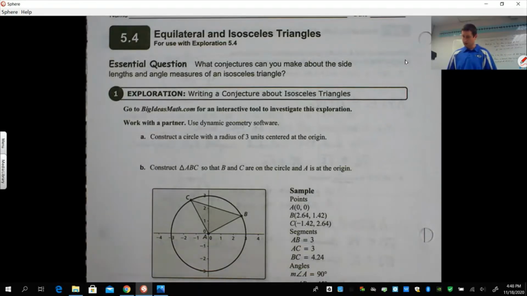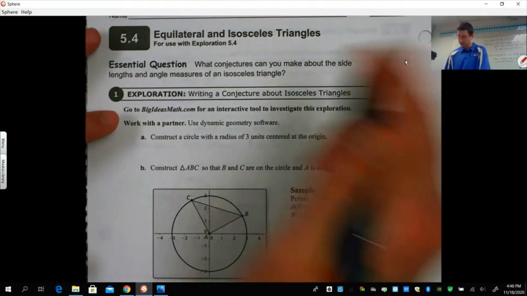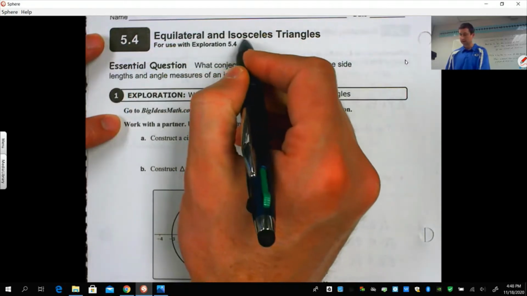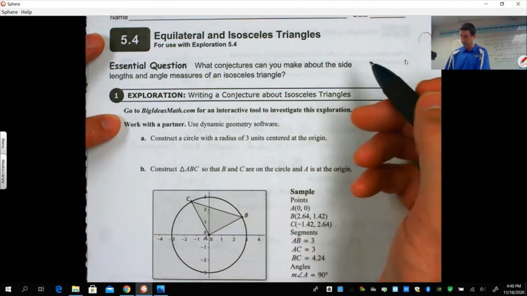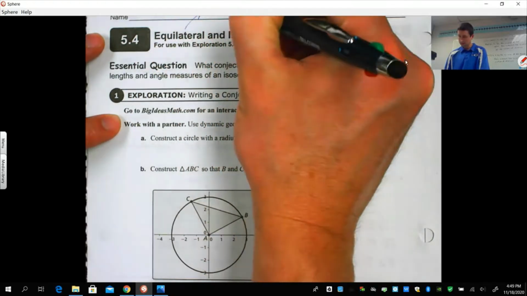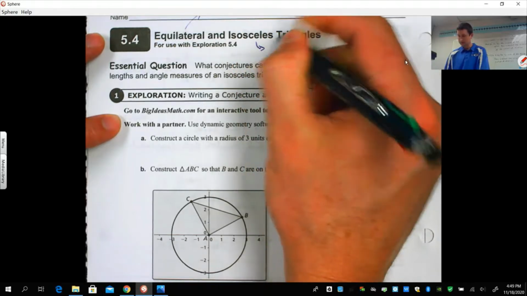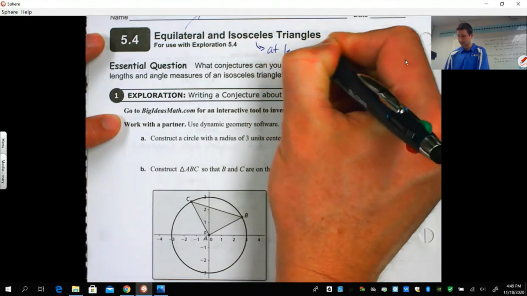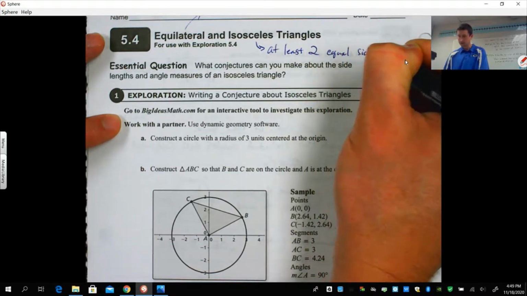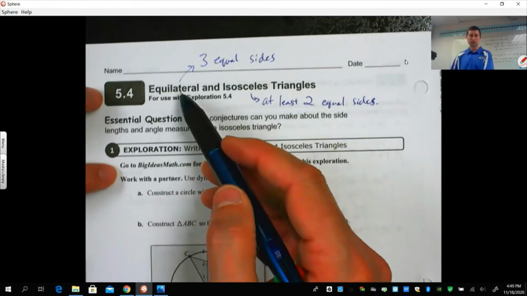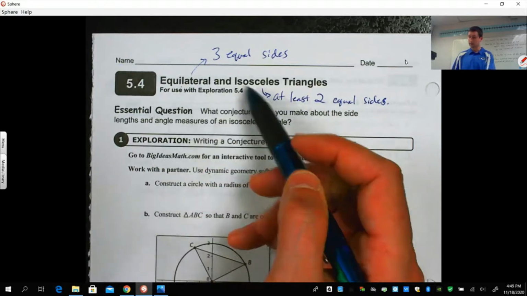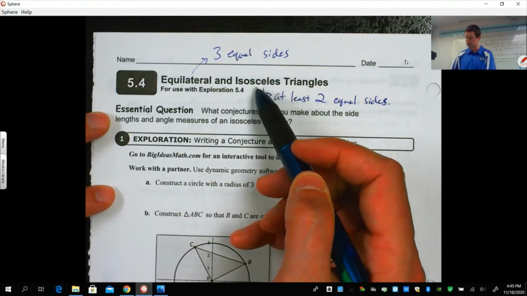This one that I usually enjoy. Equilateral, of course, is going to be equal lengths, equal sides. Isosceles is going to be two equal sides. Okay, so equilateral has three equal sides. Isosceles is at least two equal sides. So as mentioned a couple lessons ago, equilateral triangles have three equal sides. Equilateral triangles are isosceles triangles, but isosceles triangles aren't necessarily equilateral triangles.